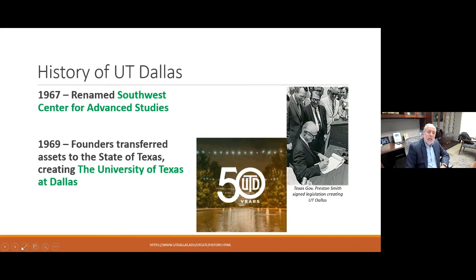If I can have the next slide. These visionaries later on renamed this research center the Southwest Center for Advanced Studies in 1967. And then in 1969, the founders transferred the assets to the state of Texas. And it was at that time that the University of Texas at Dallas was founded. Roughly speaking, 52 years ago. So we're a very young institution.